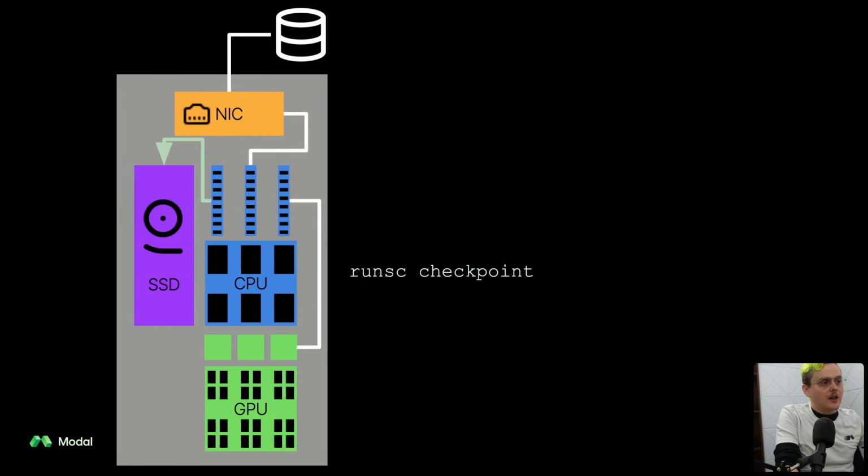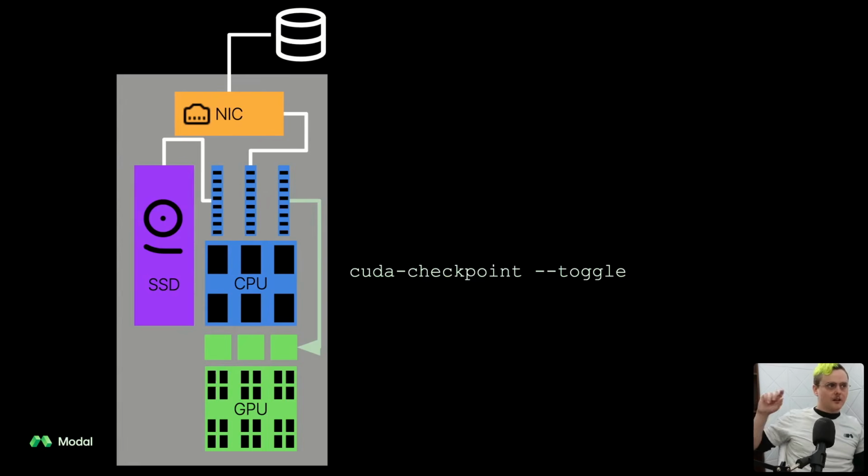And then when you restore, in reverse, you first run the checkpoint restore to get stuff out of the disk and onto the CPU memory, and then you run CUDA checkpoint again in restore mode to move the information that's now in the host memory onto the device. So it's like a Matryoshka doll, or like two iterations of the same process.